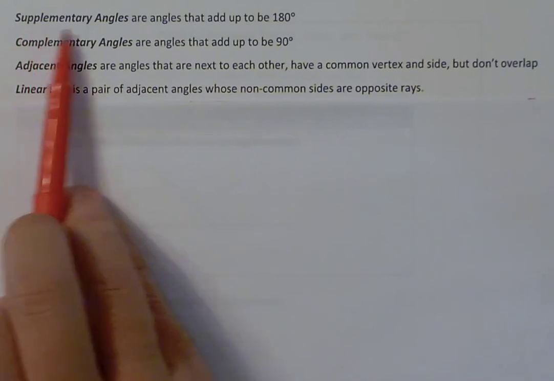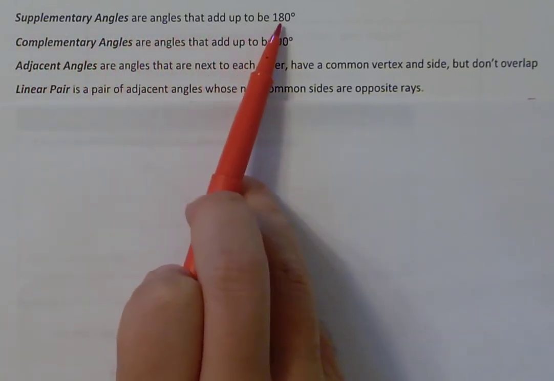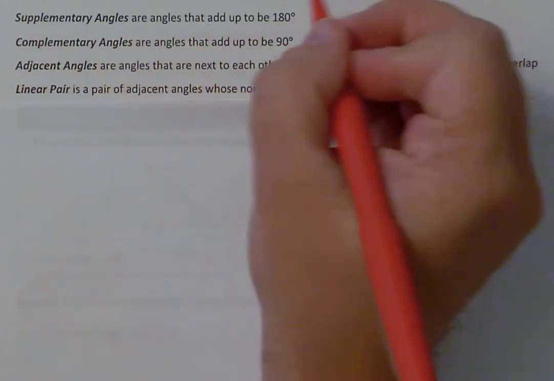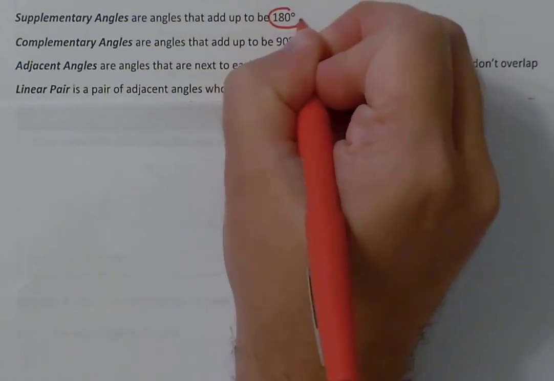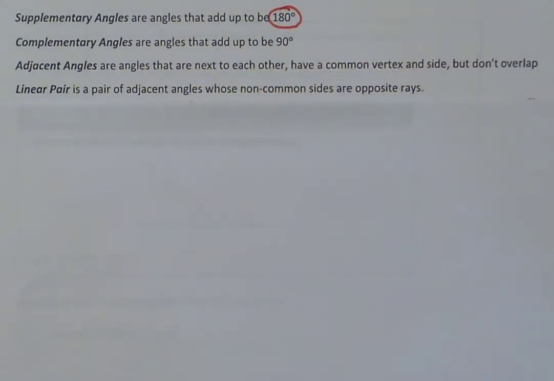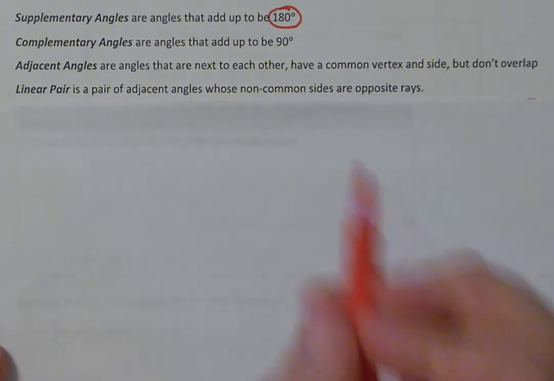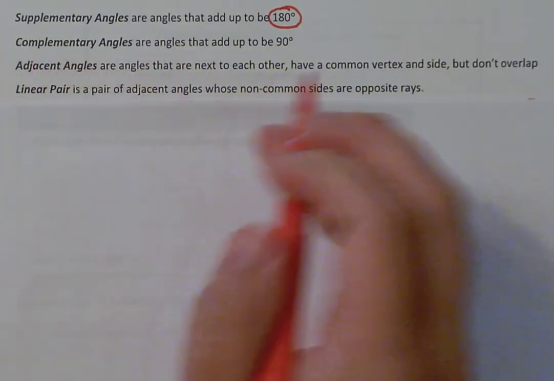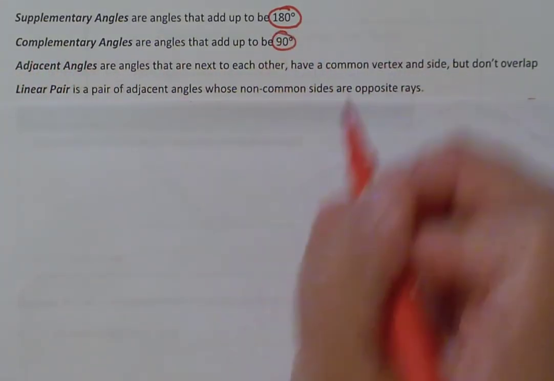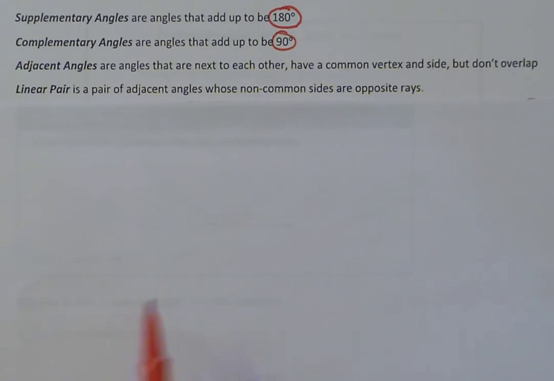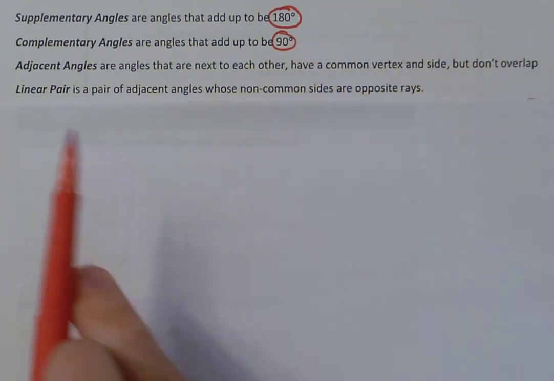All right, supplementary angles are angles that add up to be 180 degrees. Okay, this is really important to know. I'm going to highlight it when it comes back up, but know that supplementary means they add up to be 180. Now, complementary angles are angles that add up to be 90 degrees. Again, another thing really helpful to know.